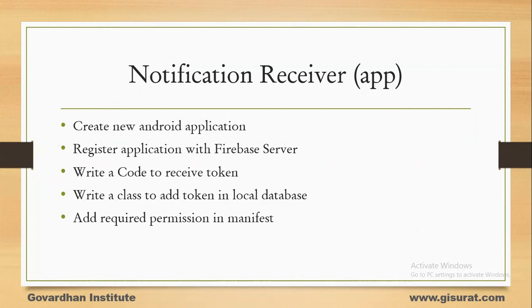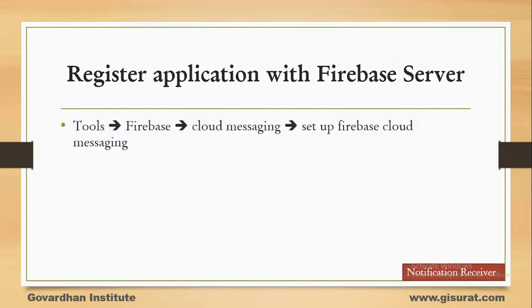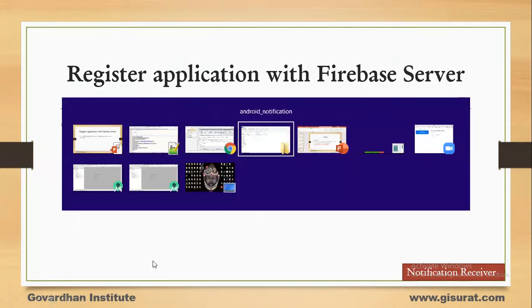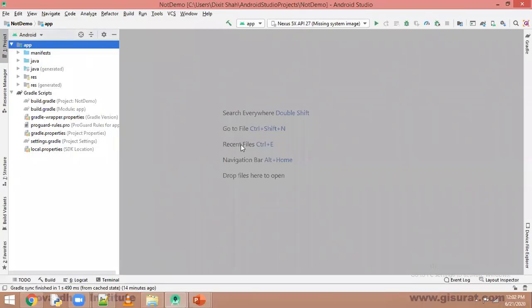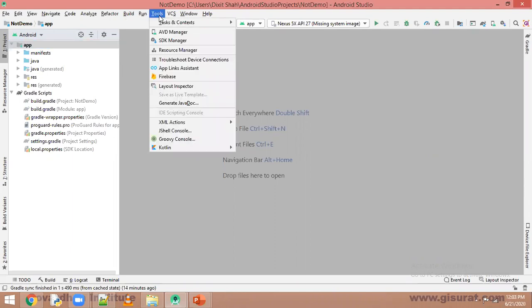Register your application with the Firebase. So guys, just follow the steps. Firstly, go to the tools menu. Let me perform parallelly. So guys, I already created the Android application. My application name is not_demo, which is actually used to receive the notification. So let me follow the steps parallelly as I showed in the PPT. So just go to the tools menu, select the Firebase option.